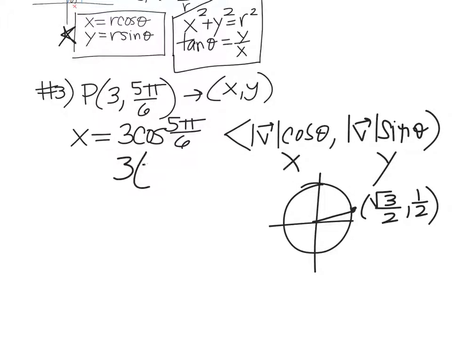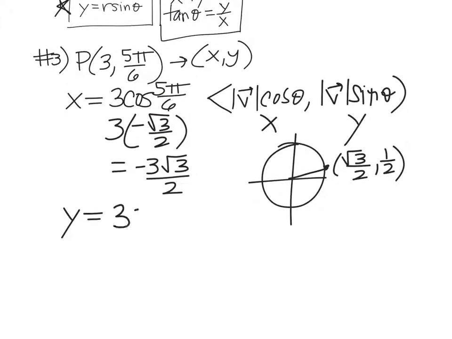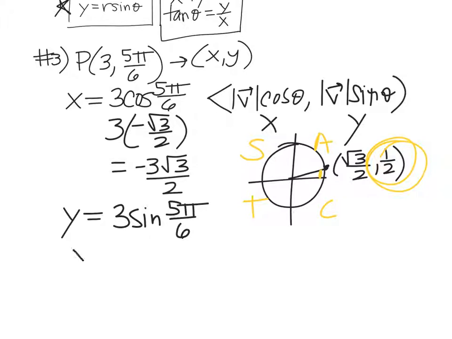Perfect. Negative rad 3 over 2. So then that would be negative 3 rad 3 over 2. Okay? And now let's find out what the y value is. The y value is 3 times the sine of 5 pi over 6. So I'd go over here to pi over 6, which is this angle right here. Sine is the y value, but I'm over in quadrant 2, and in quadrant 2, it's 1/2. Perfect. So you get 3 times 1/2, which is 3/2.